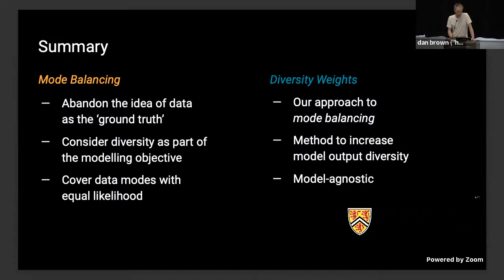Algorithmically, we approach this with diversity weights. So our approach to mode balancing is that diversity weighting scheme. And this is just a method to increase the model output diversity. It is model agnostic. So we worked with GANs, but you could technically use it with any other modeling scheme. That's one of the big to-dos that we still want to work on, especially in diffusion modeling. That's now the most prevailing method, I think.